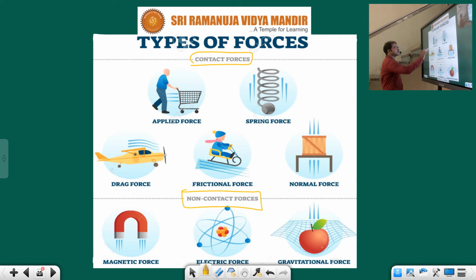In contact force, like see this person moving this trolley, means he is catching the trolley with his hand and moving that. Applied force. So here there is a physical contact with the hand and the trolley, right? Next here spring. See, children, here a bob is attached to the spring. Since there is a physical contact with this bob and the spring, there is some force on that bob due to that spring.